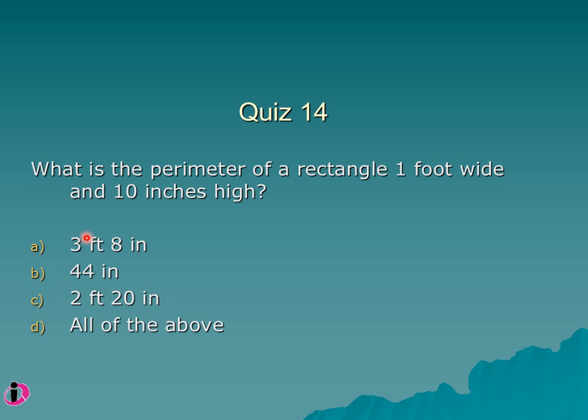Okay. So B is the right answer, but if you can convert, you can check that other ones, 3 feet 8 inch and 2 feet 20 inch also equivalent to 44 inch. You see what I'm saying? So actually all of these are actually the good answers. So the right answer is actually D in this case, because all of the answers are right, except the way we have written, because we have just written in different units, but they are actually equivalent. So the right answer is D.